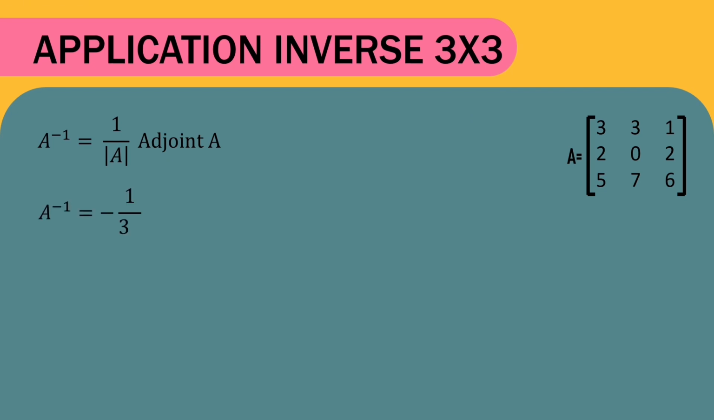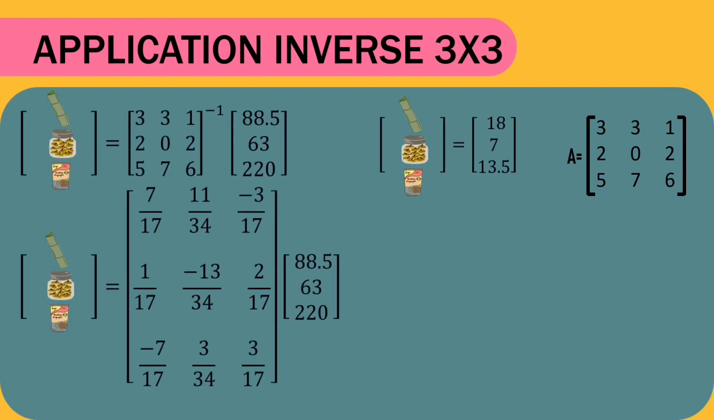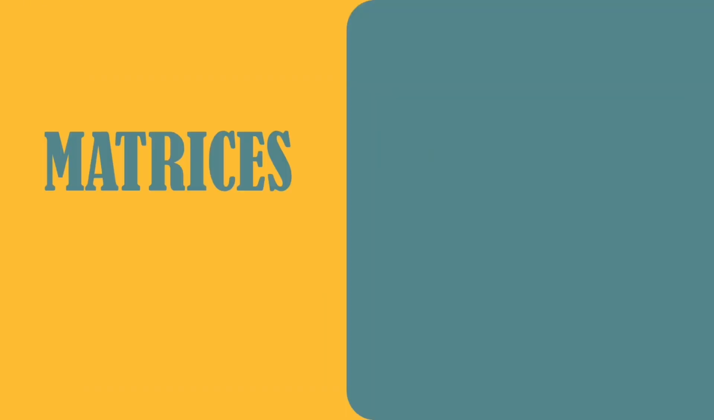Solve this and we will get the price for 1 stick of lemang, which is RM18, the price for 1 container of kuih raya, which is RM7, and 1 packet of rendang is RM13.50. That's all. We have come to the end.